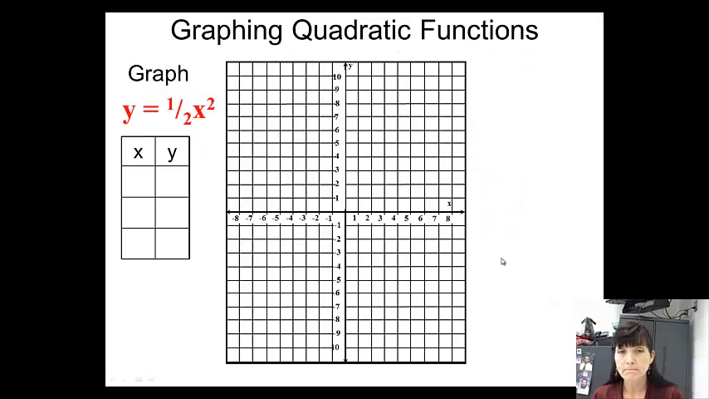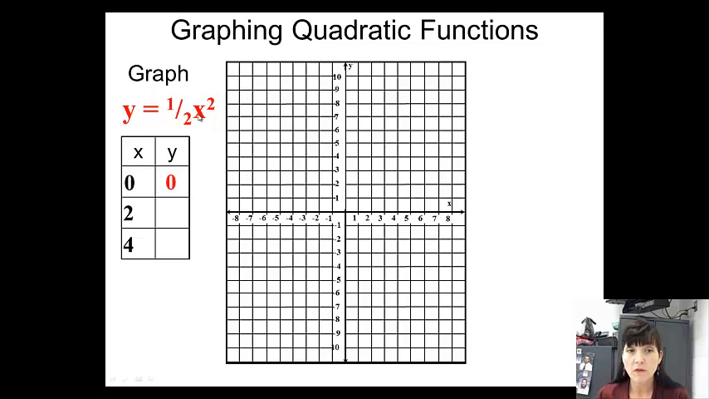Okay, we're going to try graphing a quadratic function. Our first one is y equals 1/2 x squared. If you want to draw this graph and then draw this table, 0, 2, and 4 are the 3 terms that we are going to use for x. So how do you graph this? Well, you plug your 0 in for x.